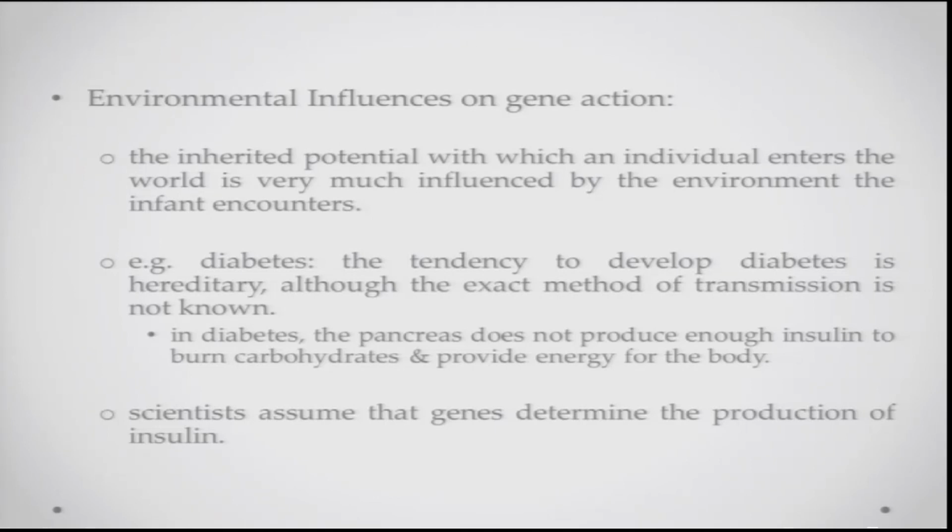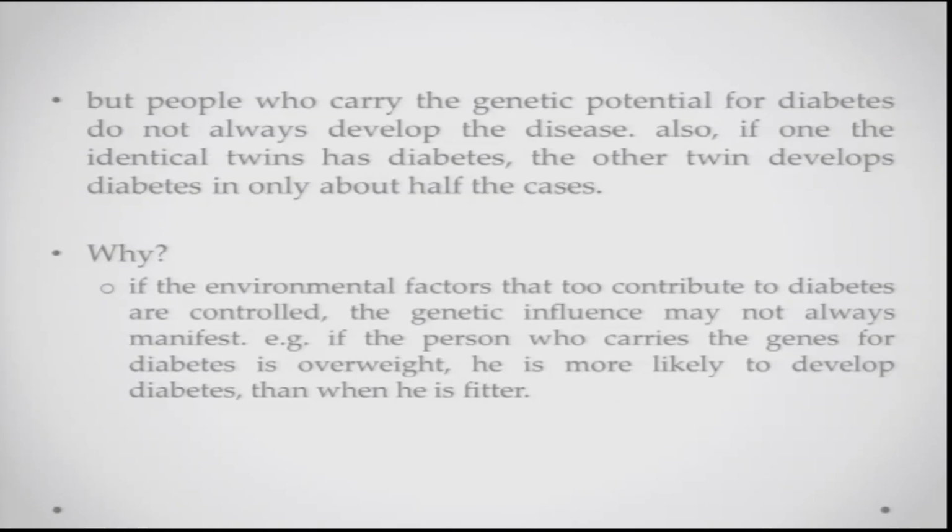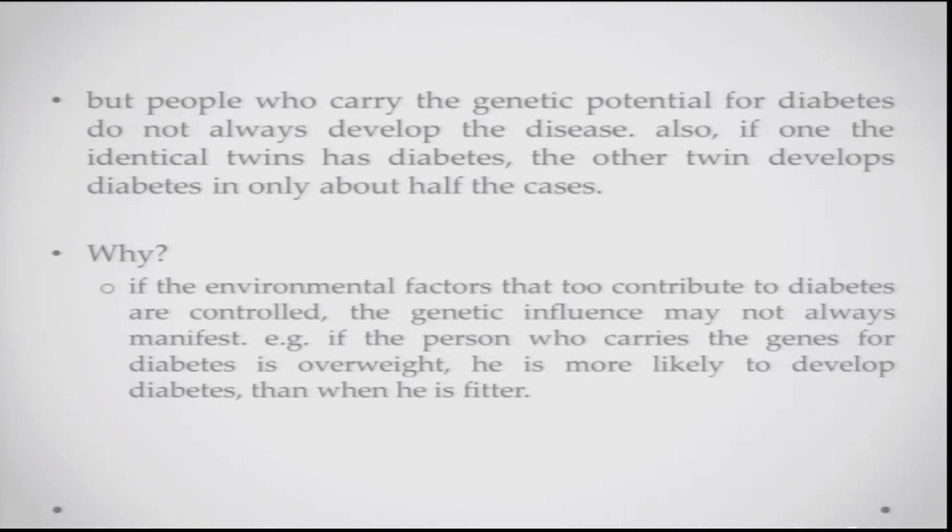Now scientists assume that genes determine the production of insulin. So that's the link with heredity. But people who carry the genetic potential for diabetes do not always develop the disease. For example, if both parents are diabetic, it's highly likely that the child might also have diabetes, but the child adopts a lifestyle such that it does not end up having diabetes. How can this happen? This could happen if the environmental factors that also contribute to diabetes are controlled. The genetic influence may not always manifest if the person is following a particular lifestyle, proper diet, proper exercise, and avoiding the environmental features that lead to the disease.